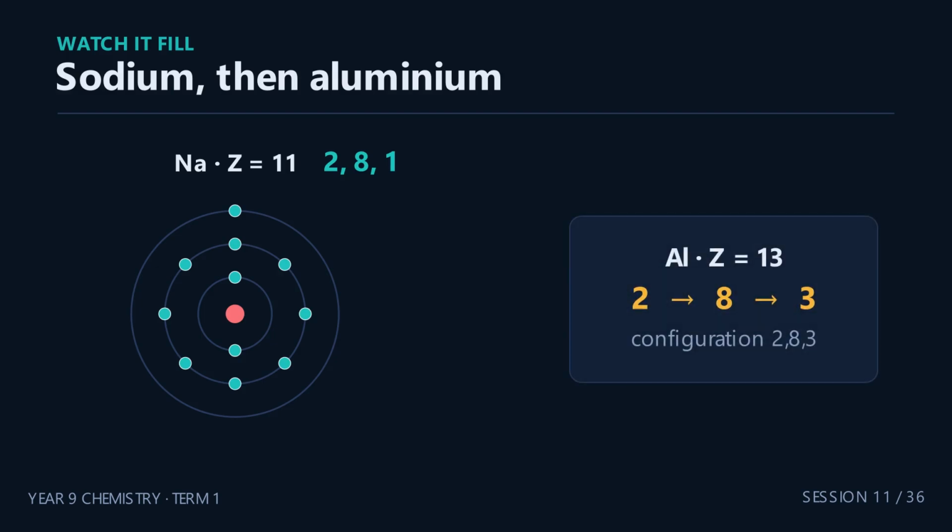Now, aluminium, atomic number 13. 2, then 8, then the remaining 3. 2, 8, 3. The recipe never changes. Fill from the inside out.